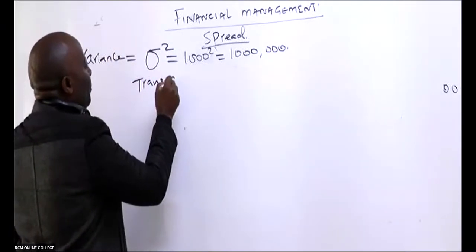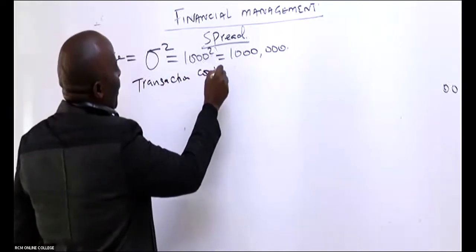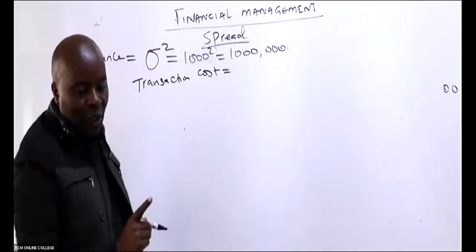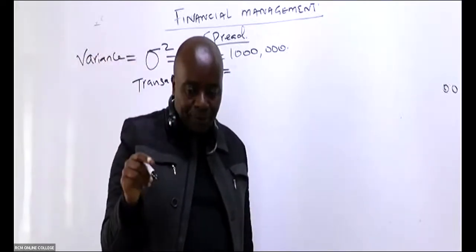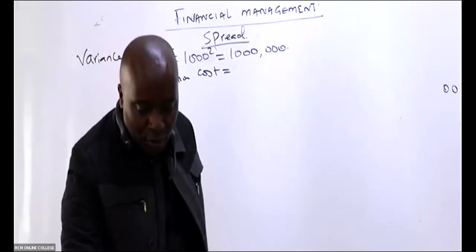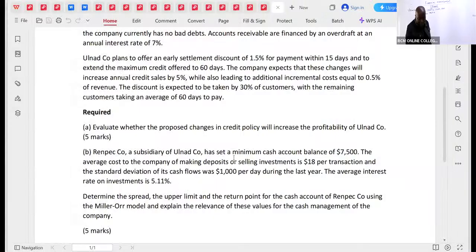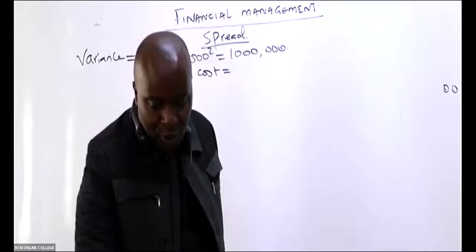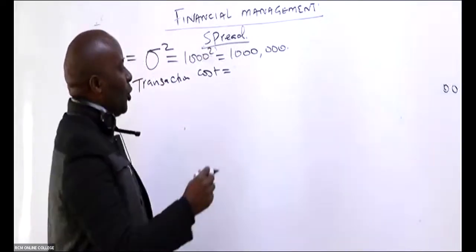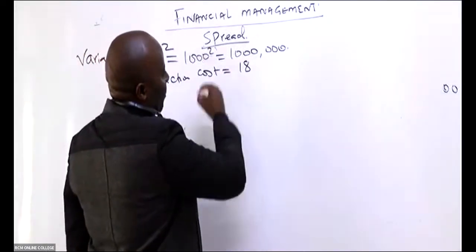So have they given me the transaction cost? Remember, this one will not be per day, but per transaction. That is the only one that goes against the daily thing. For us to be able to buy and sell these shares, you can see making deposit or selling investments is 18 per transaction. Very, very important.